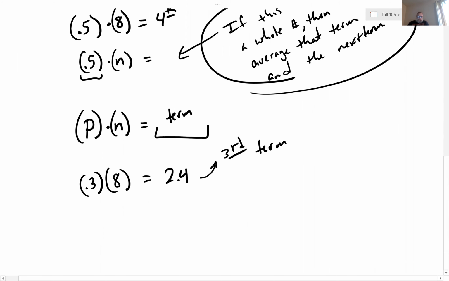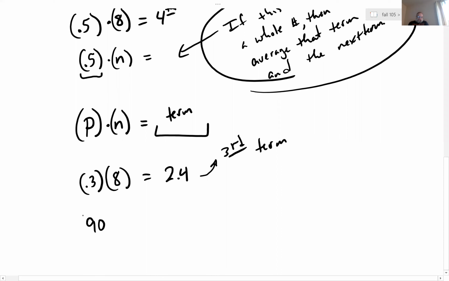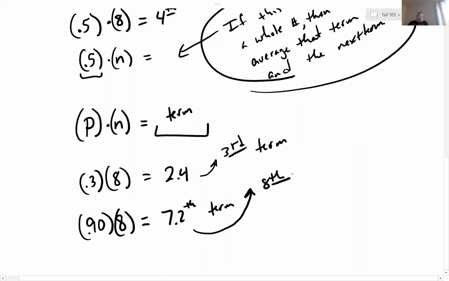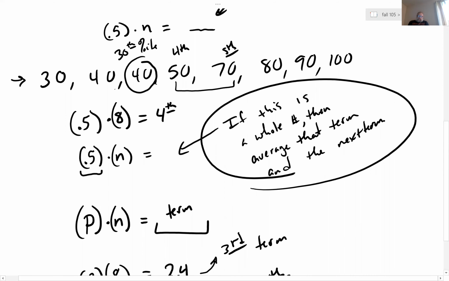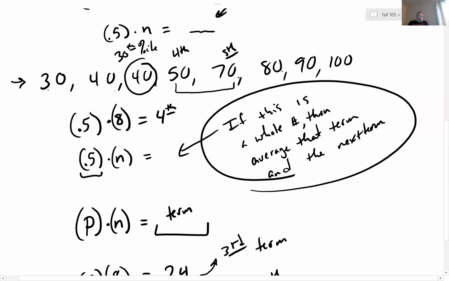What if you wanted the 90th percentile? I don't know. That's a good question. Let's find out. The 90th percentile would be the 7.2th term, which there is no such thing as, so I'm going to round up to the 8th term. Wait, I can't count too good. No, that's right. 1, 2, 3, 4, 5, 6, 7, 8. Wait, this guy here is the 90th percentile? Yep, it sure is. But I thought he'd be the 100th percentile.